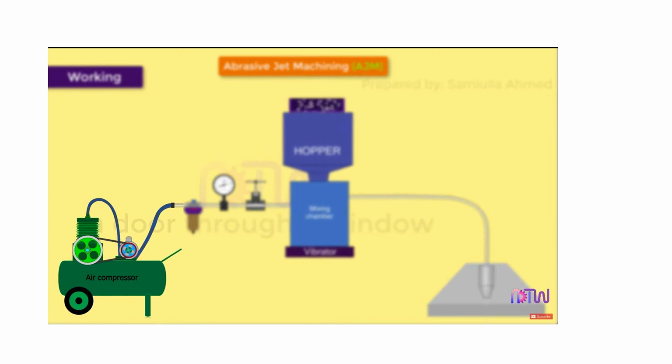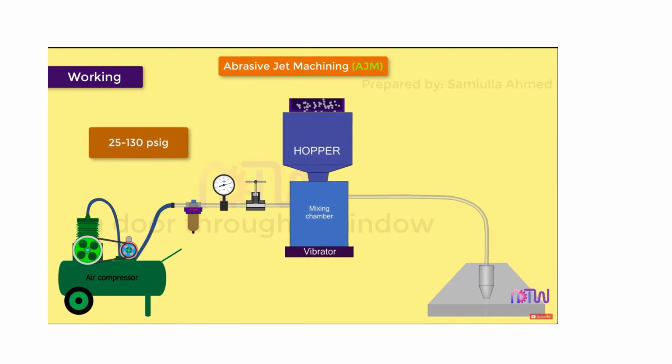Working. The air is drawn by the compressor. It pressurizes the gas to a higher pressure. Usually the air is compressed to a pressure between 25 to 130 psig. After the compressor, there is a filter. The function of the filter is to clean the impurities present in the atmospheric air. After the filter, there is a pressure gauge, which shows the exact pressure of the air coming from the compressor.